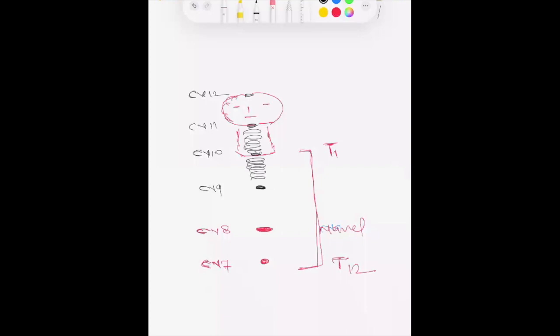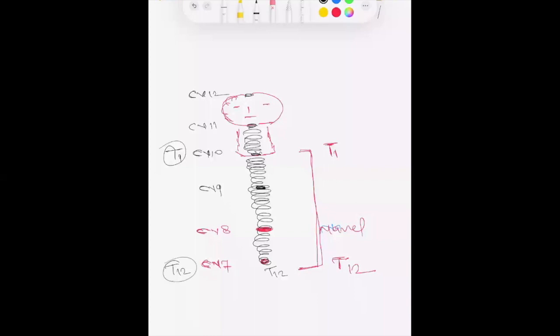Then it keeps on going and reaches CV7. So this is thoracic 12. So the ending of the thoracic vertebrae is CV7. So CV10 is thoracic 1 and CV7 is thoracic 12.